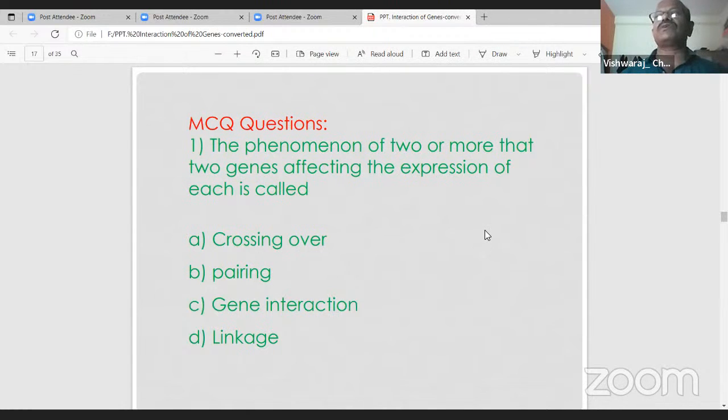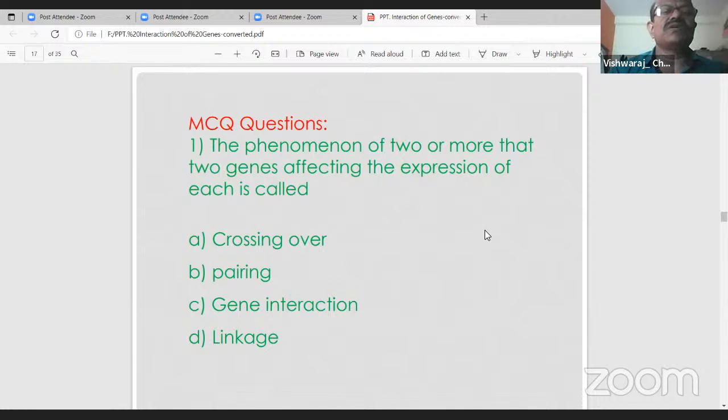I will ask some questions related to the topic, interaction of genes. You are given four options, and only one is correct. All questions are MCQs. You have 30 or 40 seconds for answering.